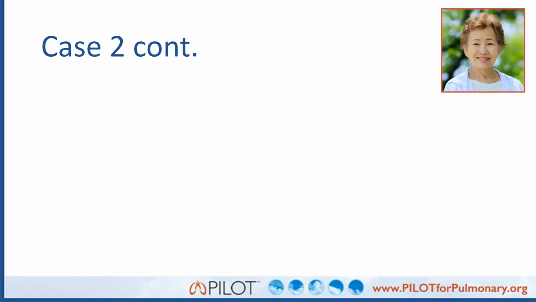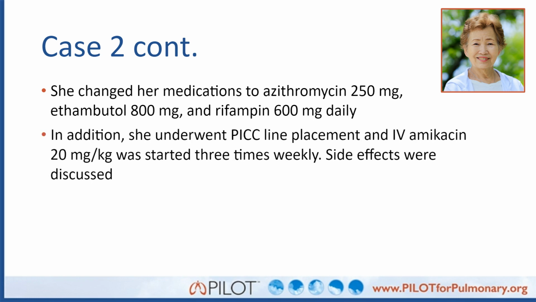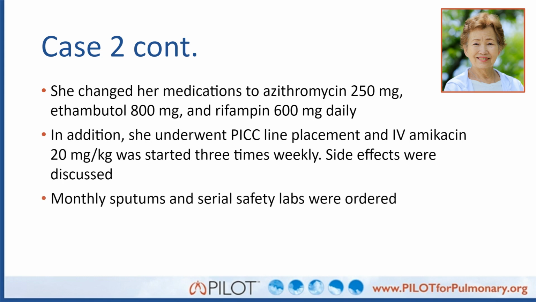So again, thinking about our case, our patient with the left upper lobe cavitary disease, she changed her medications to azithromycin 250 milligrams, ethambutol 800, and rifampin daily. In addition, she underwent a PICC line placement with IV amikacin being administered 3 times weekly, with side effects being discussed. The patient had serial sputum cultures sent monthly with serial safety labs also checked.